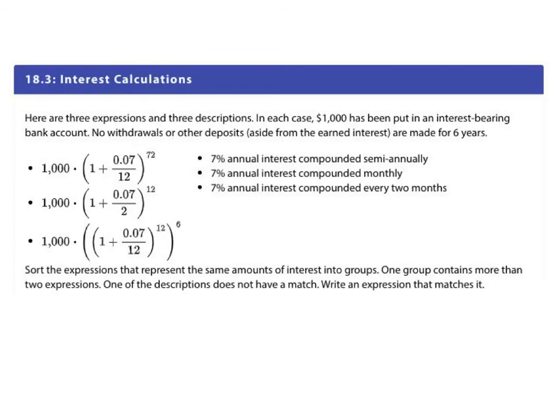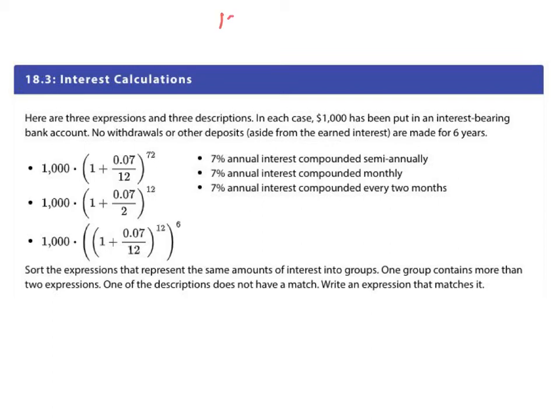Okay. One more example. Interest calculations. In the previous example, we saw that there are different ways to express the same exponential growth pattern. We did decades, we did years, we did centuries. So here we're going to identify and interpret expressions that represent different compound interest situations. Here are three expressions and 3 descriptions. In each case, $1,000 has been put in an interest-bearing bank account. No withdrawals or other deposits, aside from the interest earned, are made for 6 years.